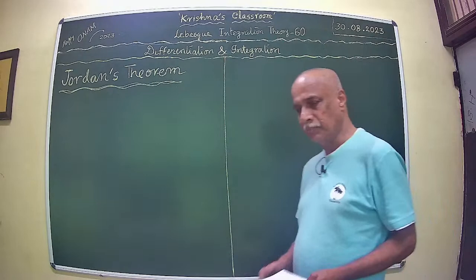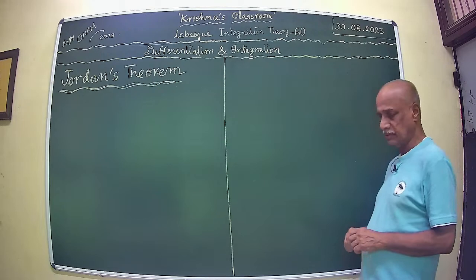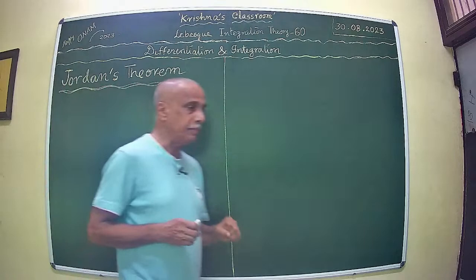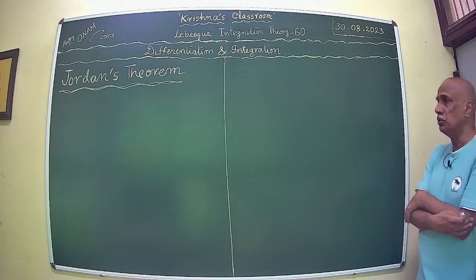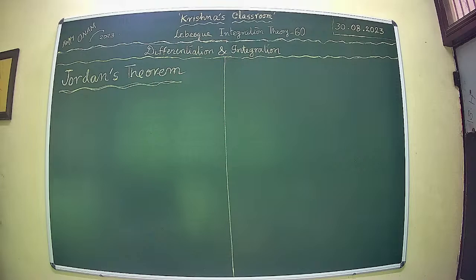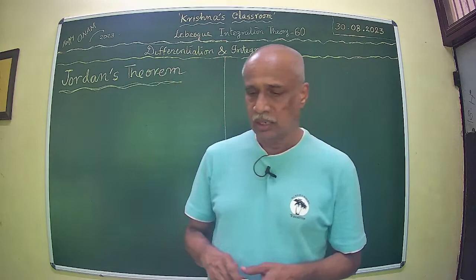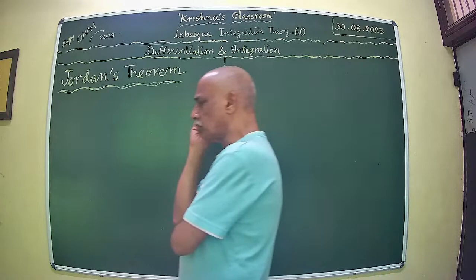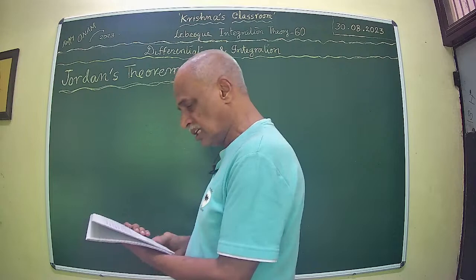We continue from where we left yesterday. In fact, we were searching for the class of functions which could possibly be represented as the difference of two increasing functions, so that such functions would be differentiable almost everywhere. And we have hit upon this idea of what is called functions of bounded variation. Now we explore this. Now we also define the following.